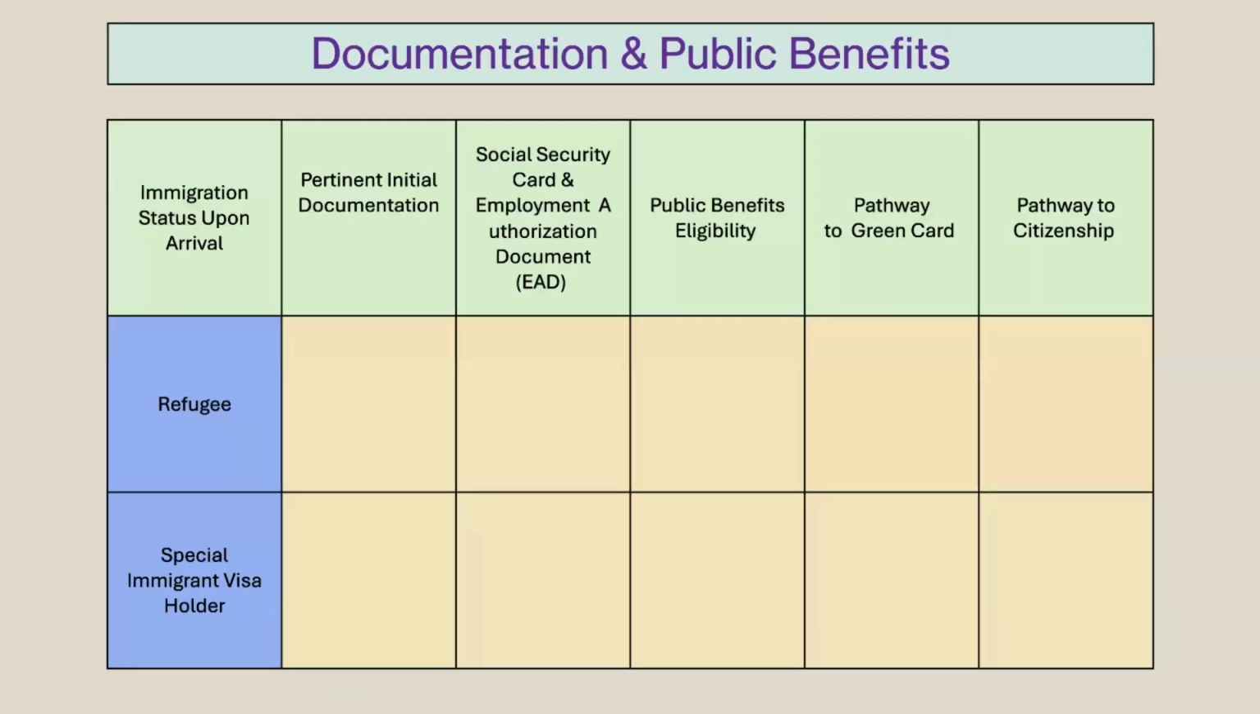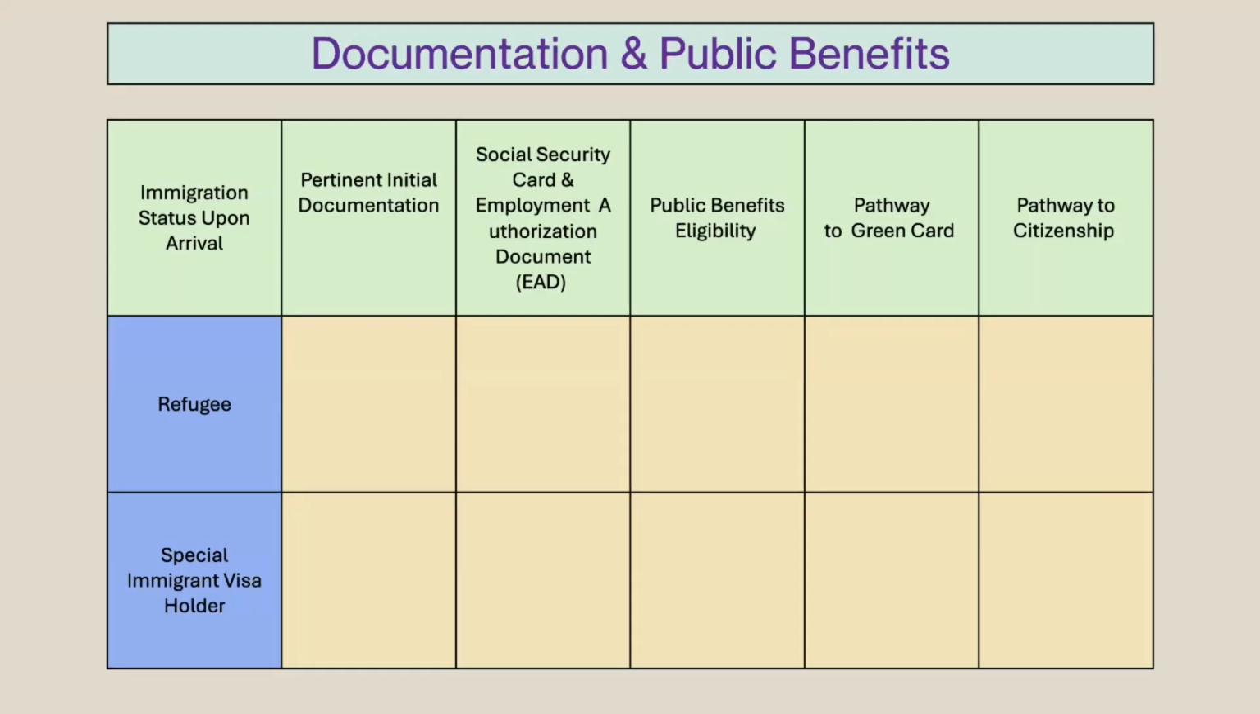Documentation and public benefits. An immigrant's status has several implications for their lives in the U.S. The documentation that provides proof of their status to social service agencies, employers, and others varies between these statuses. This chart will help us break it down.